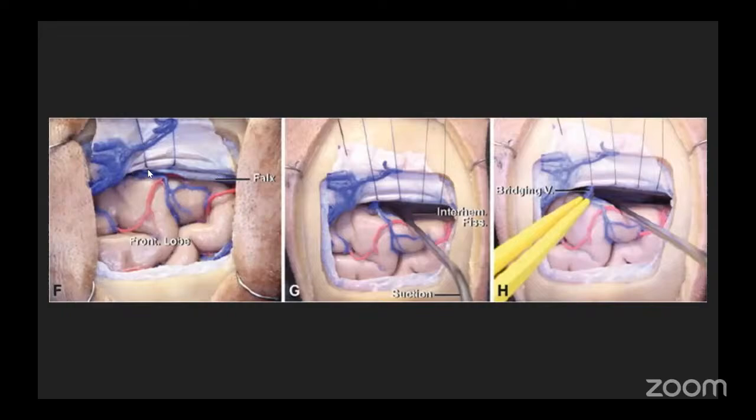You can see here, and you can also see some bridging veins. These thick cord-like structures are the bridging veins that you cannot sacrifice. And this is what we were talking about when we were saying that this can be a relative contraindication if you are operating.